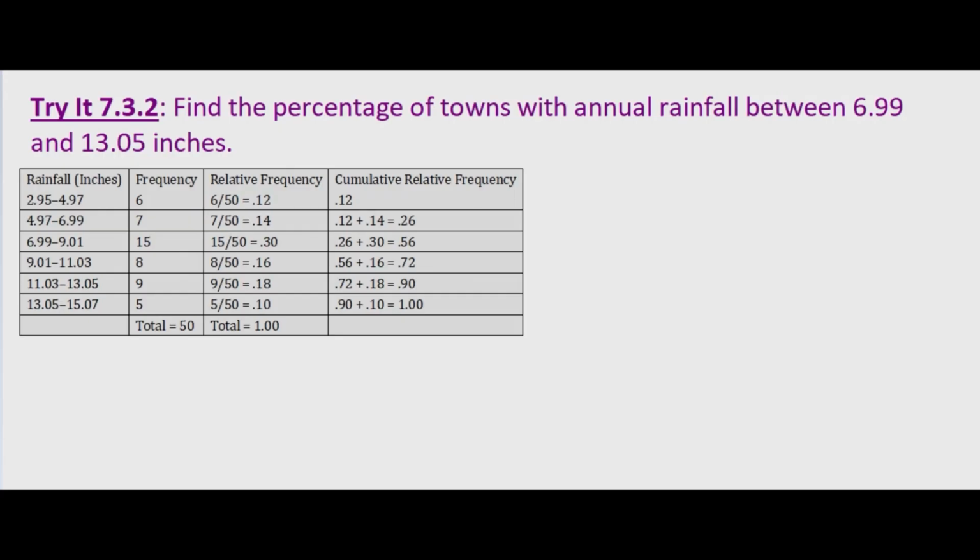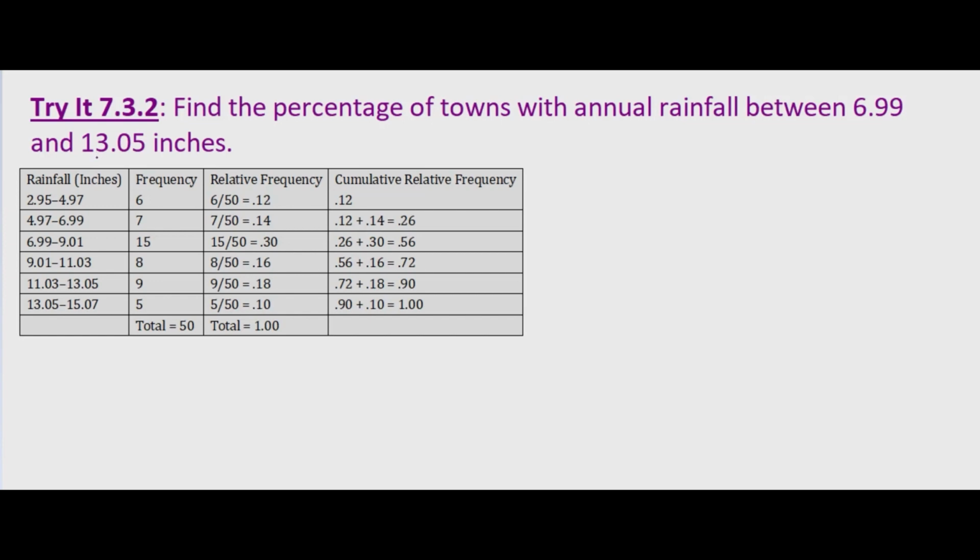So in this exercise, we're asked to find the percentage of towns with annual rainfall between 6.99 and 13.05 inches. We're given the same data that we were in the last Try It exercise, and that's this frequency table with intervals of annual rainfall in inches in the first column, and then frequency, relative frequency, and cumulative frequency for each one of these classes, each one of these intervals.